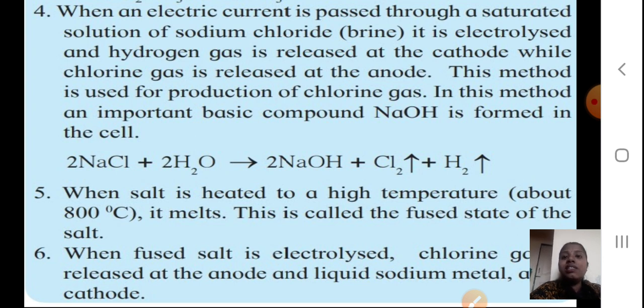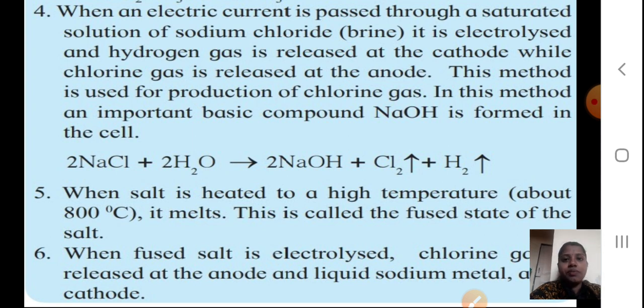In this method, an important basic compound NaOH is formed in the cell, so you also get the formation of a basic compound. What is that? Sodium hydroxide. Students, see the reaction given: 2 NaCl plus 2 H2O. As it is a saturated solution, of course we are going to have water, right? What are you getting as formation, students? 2 NaOH plus Cl2 gas is released plus H2 gas is released. So here our main product that we need is Cl2 gas.